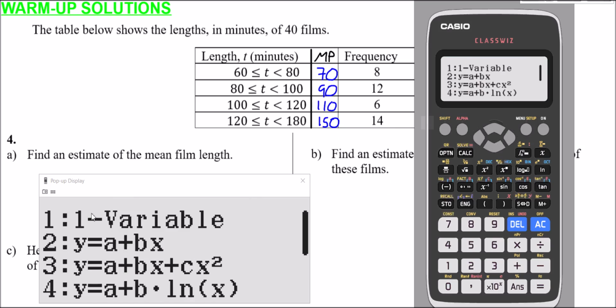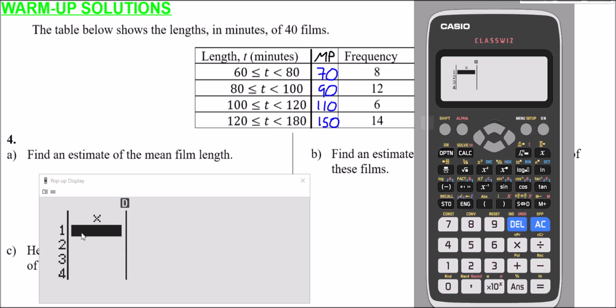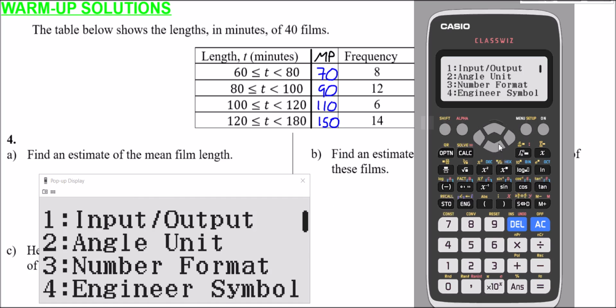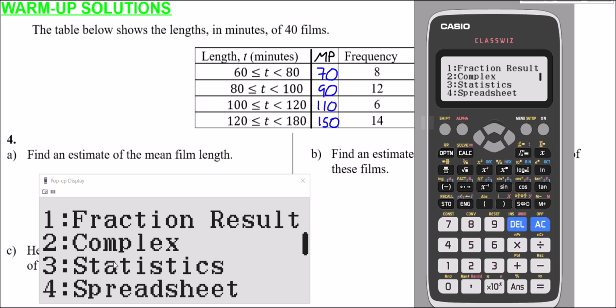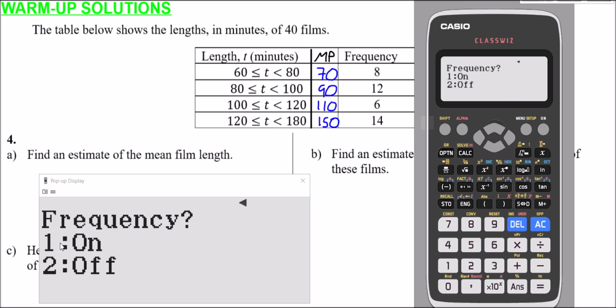We want a one variable calculation. The only variable here is times, so press 1 for one variable. And now you might see this where you've only got one column and nowhere to input your frequencies. To turn on the frequency column, what we do is we press Shift and then Menu. We now scroll down until we can see option 3 for statistics. So press option 3 and then press 1 to turn this frequency column option on.